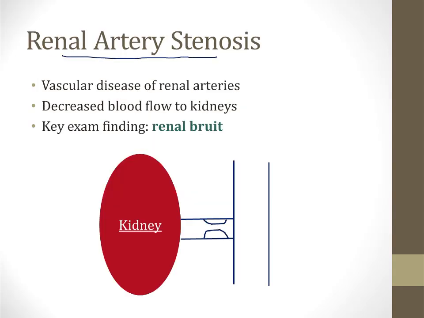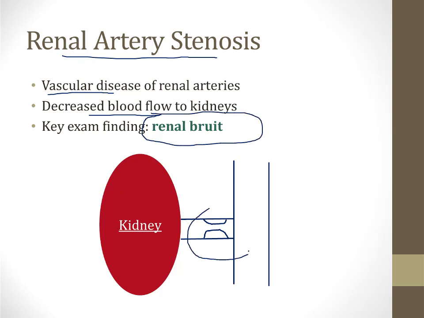Renal artery stenosis is another classic cause of secondary hypertension. This occurs when there is vascular disease involving the renal arteries that leads to decreased blood flow to the kidneys. When the kidneys sense decreased blood flow, they activate the renin-angiotensin-aldosterone system, and this leads to secondary hypertension. And a key physical exam finding that's not always present in actual practice but is often present in board exam questions is the presence of a renal bruit.